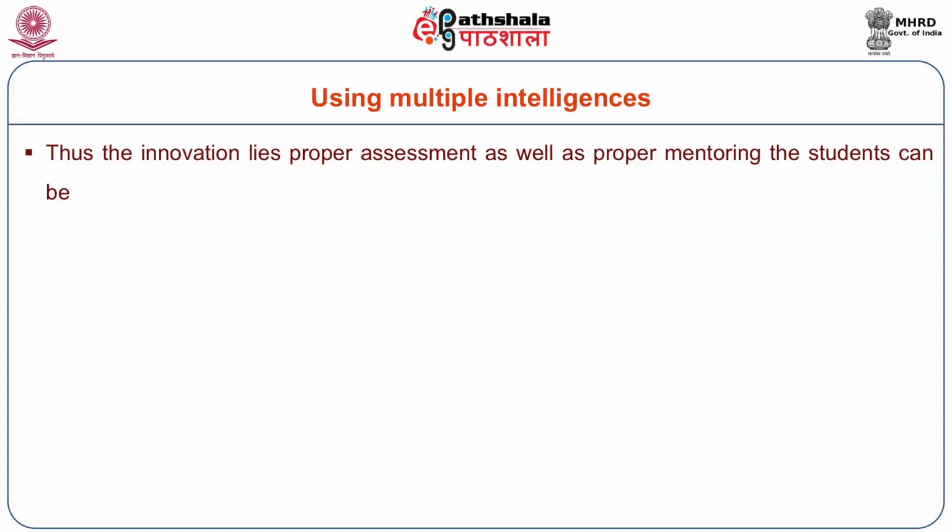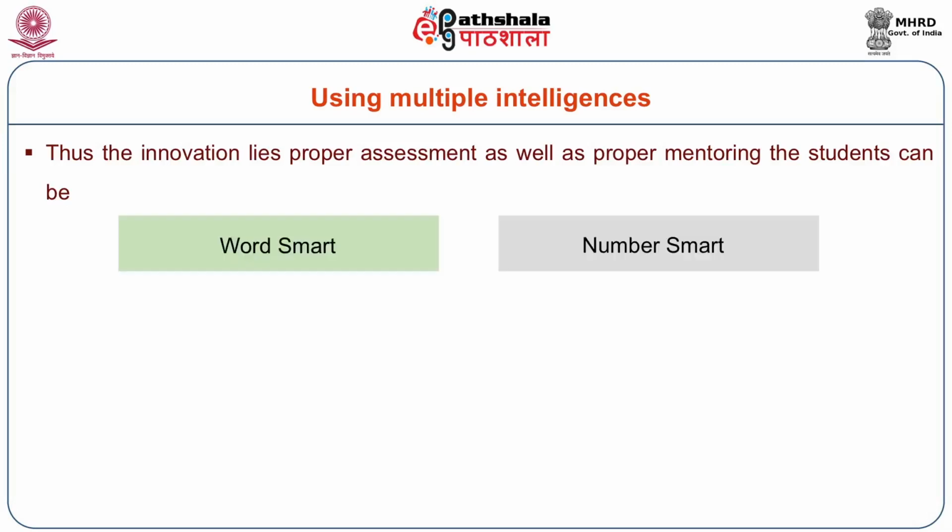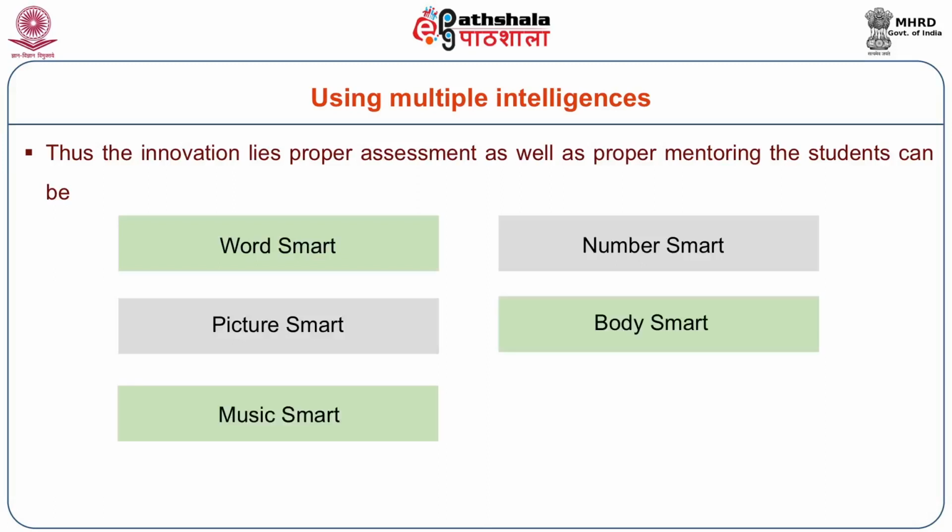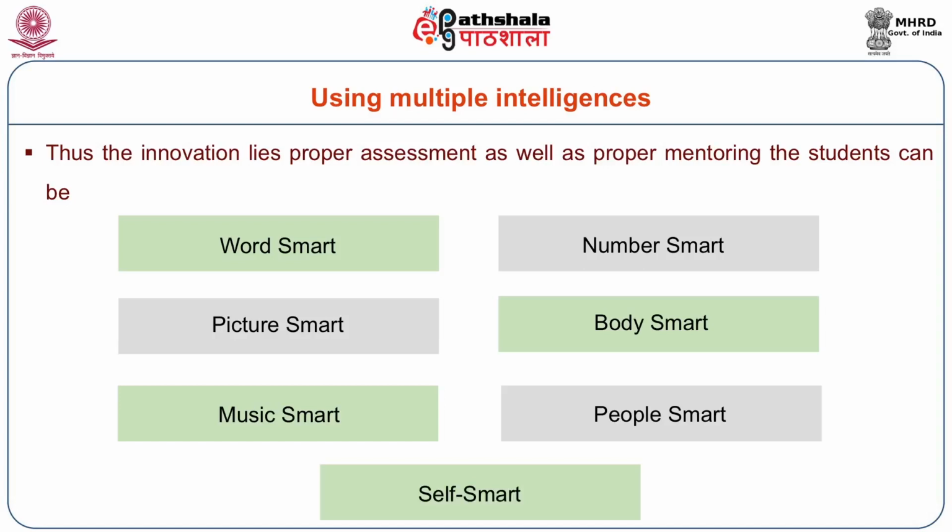Now, when we talk about multiple intelligence, what is multiple intelligence? Innovation lies in proper assessment as well as proper mentoring of these students, so that they should be word smart, number smart, picture smart, body smart, music smart, people smart, and self smart. What do we mean by all these words? He should be in the position to understand the words. He should be in the position to place the right word at the right place.